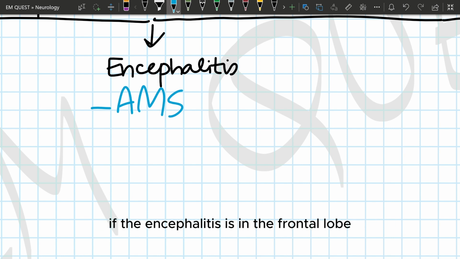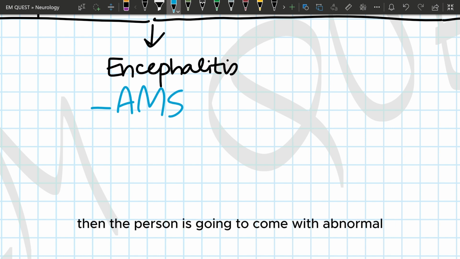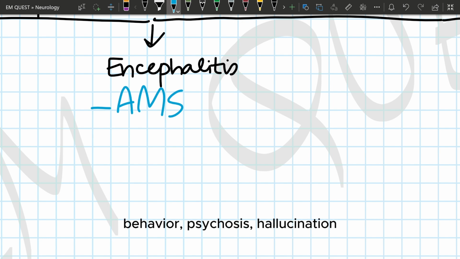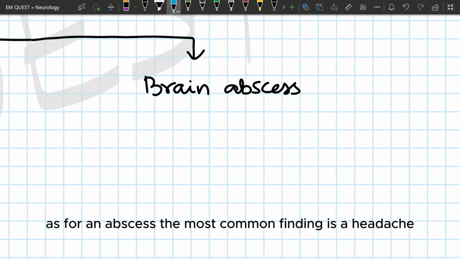So, if the encephalitis is in the frontal lobe, then the person is going to come with abnormal behavior, psychosis, and hallucinations. As for an abscess, the most common finding is a headache.